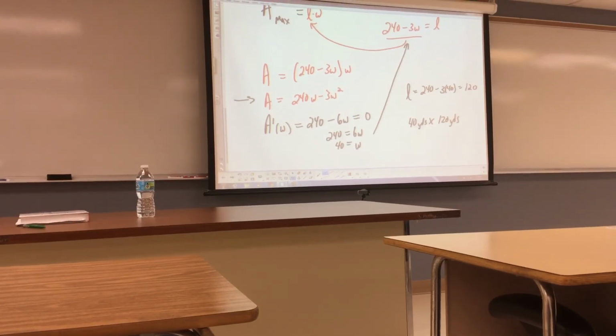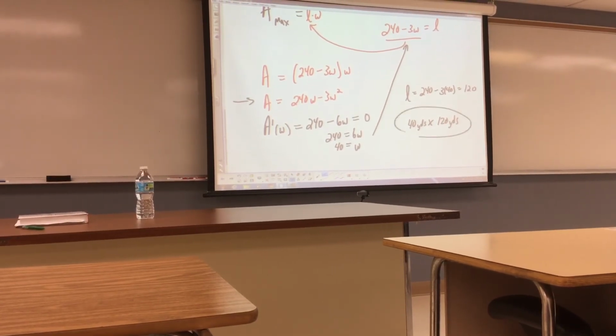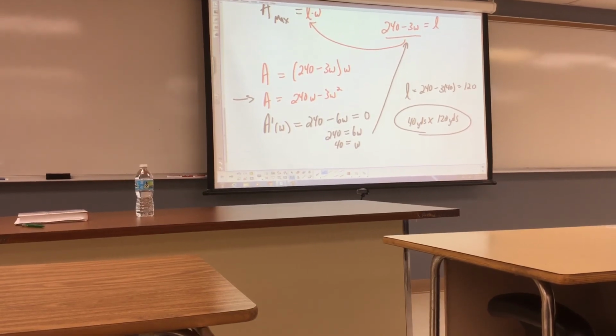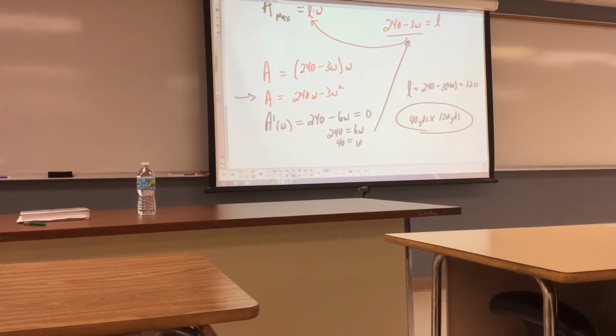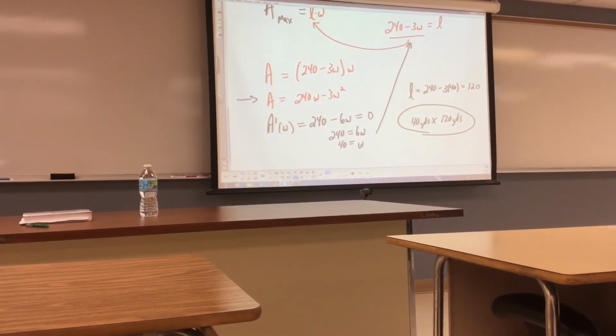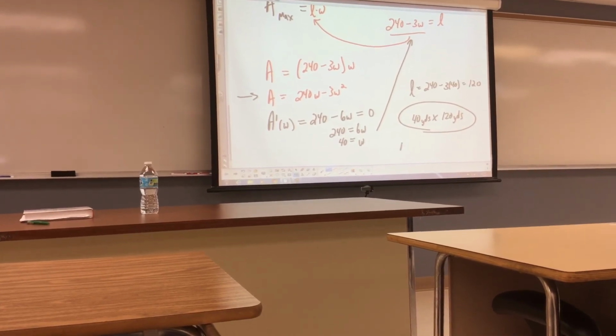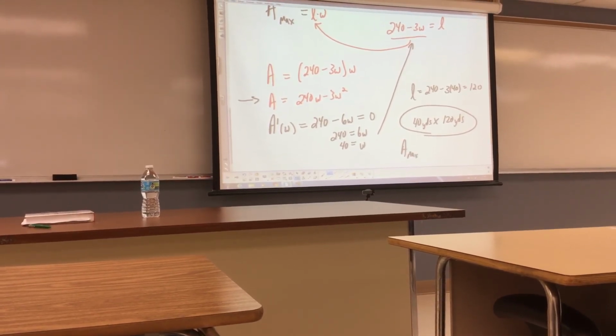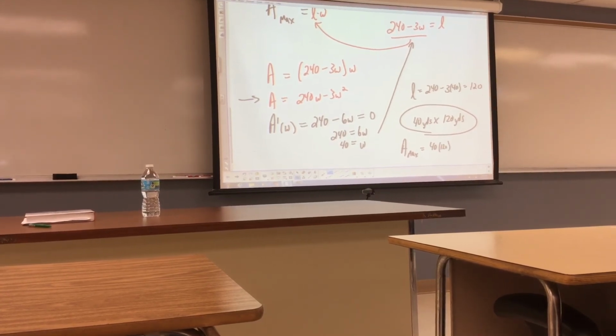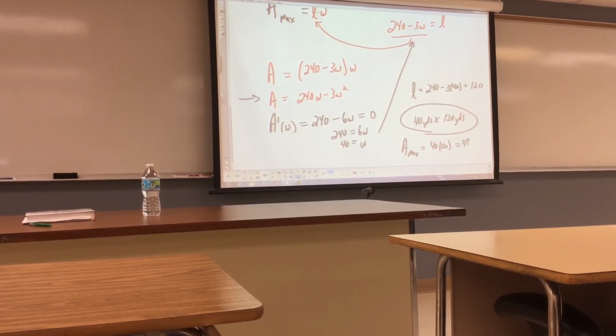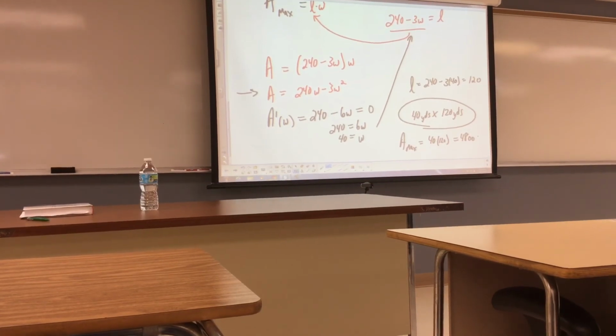Those are my dimensions. Doesn't it want the area? Oh, okay, it says what is the largest total area? Yes, so you would just multiply these together. So 40 times 120 is 4,800 square yards.